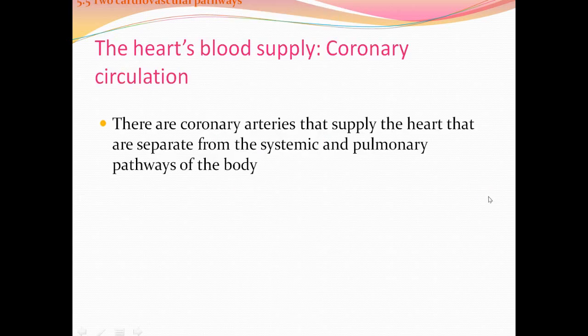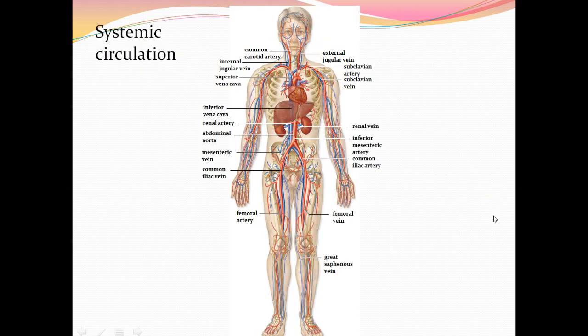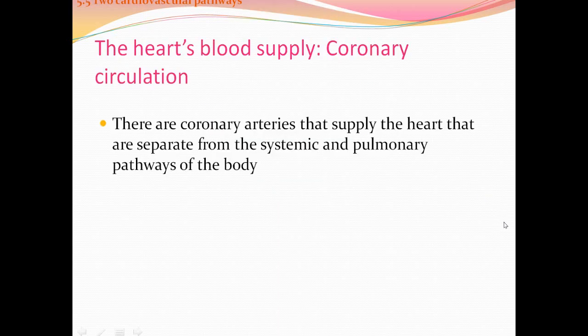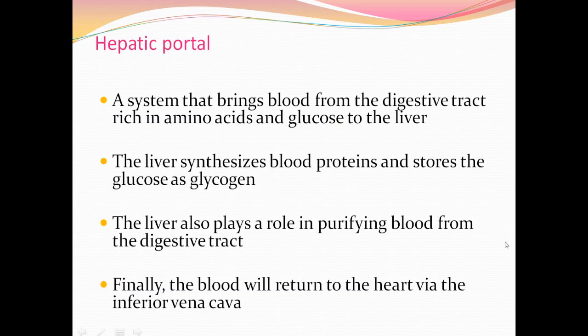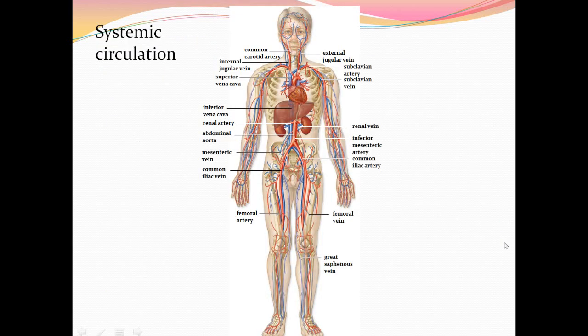All right, now the big arteries and the big veins. Okay, so systemic circulation. Remember that the path of blood is usually arteries, arterioles, venules, and veins. There are some major veins and arteries that you need to learn.